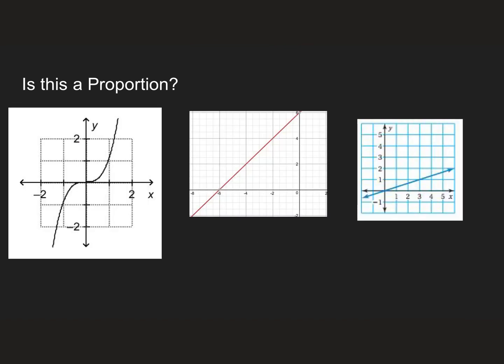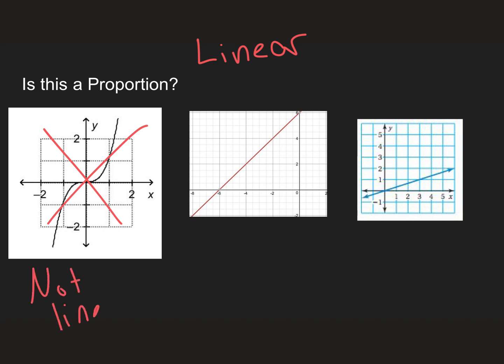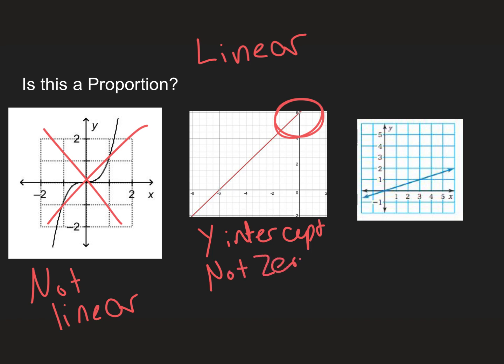Okay, so finally, let's look at the graphs. So first thing we need to check, remember, proportions are linear relationships. So this one is not because it's not linear. So it cannot be a proportion. Let's look at our next one. This one is linear, but look where our y-intercept is. So y-intercept is not 0. So it's not a proportion.